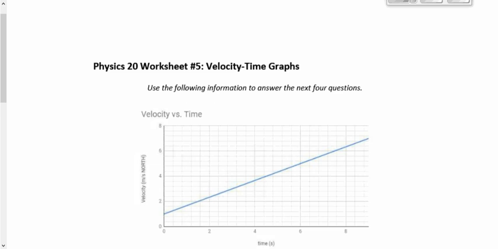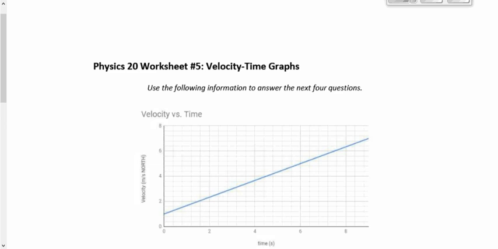Let's take a look at questions 1 to 12 on worksheet number 5 that we had for homework last night. They're velocity time graphs. Okay, you know that when you see a velocity time graph, when it's titled velocity versus time, you should expect to see velocity on the y-axis, time on the x-axis.